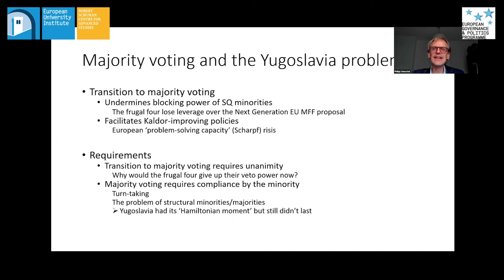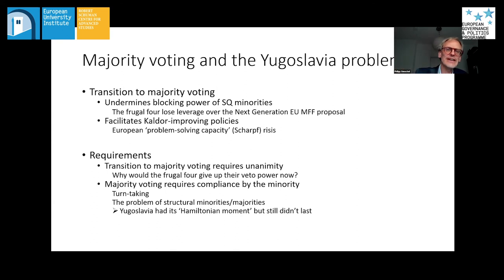So policies that create, roughly speaking, more winners than losers, that create enough gains in order to compensate the losers. And this, of course, would increase what Bruno calls effective policy making and what Fritz Scharpf calls European problem solving capacity. But of course, there are requirements to the transition to majority voting. One is that the transition to majority voting requires unanimity. And the question right now is, why would the Frugal Four give up their veto power at a moment that this veto power is most valuable to them?